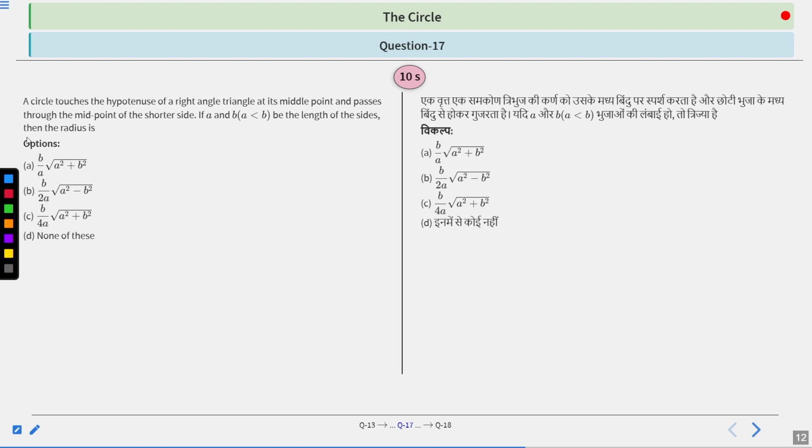So what we basically have to do, we have to find a circle that touches the hypotenuse of a right angle triangle at its midpoint, which is passing through the midpoint of the shorter side. So first, we have to make a right angle triangle. And from the middle point of the hypotenuse, we can draw the circle. By using all the information given in the question, you can easily solve this question. So you have 10 seconds to solve or think about this question. After 10 seconds, we will discuss the solution part.